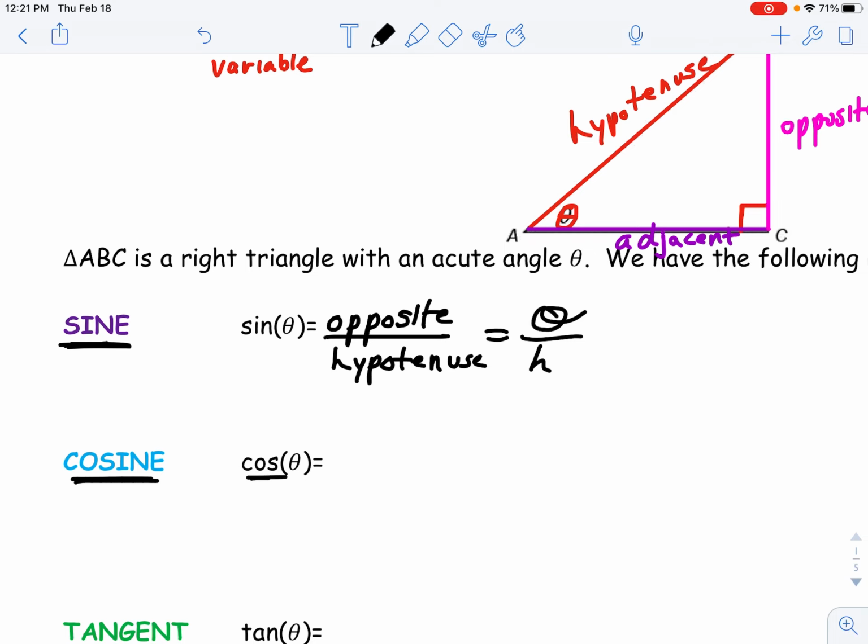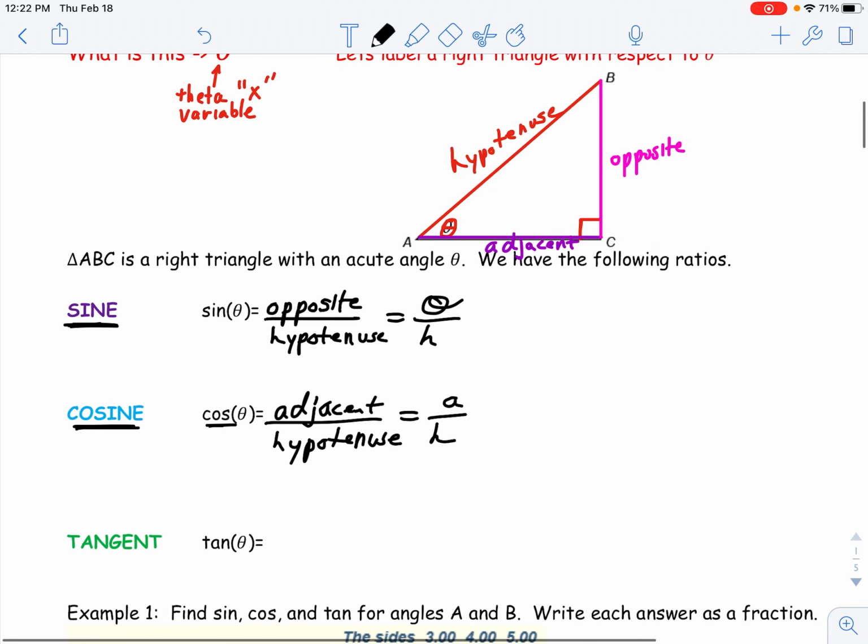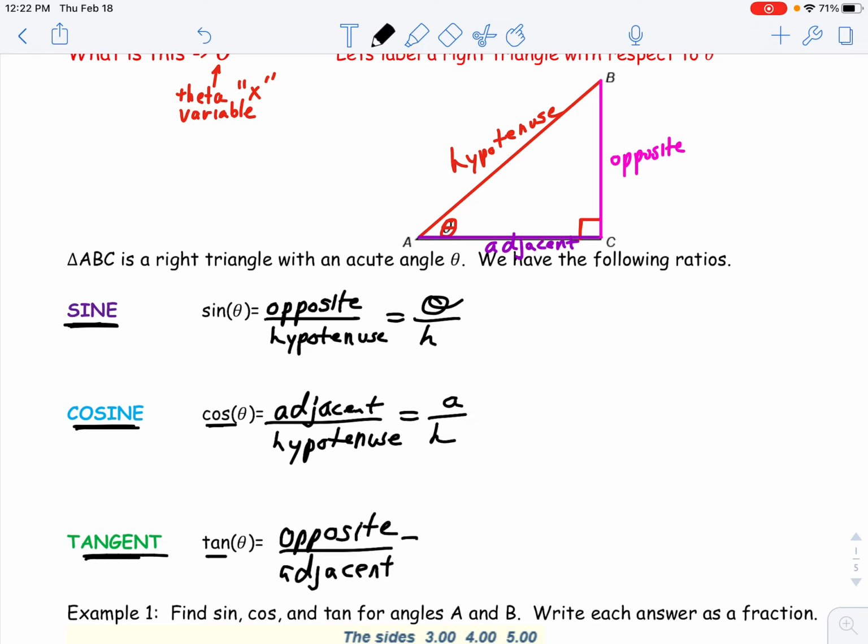And we abbreviate that to COS, cosine, not cos. Cosine of theta is defined as the ratio of the adjacent side length divided by the hypotenuse, which becomes A over H. And then the last one we're going to talk about is tangent, T-A-N, tan. Tangent of theta is opposite over adjacent. We can write that as O over A.